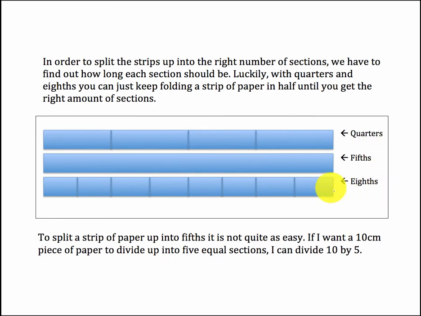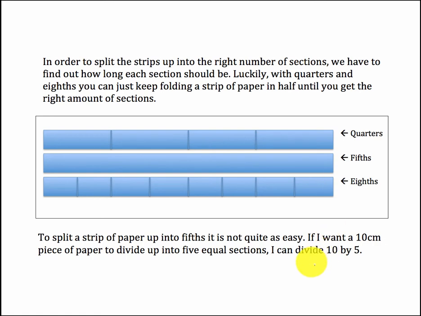And then if you just wanted eighths, well, that's twice as many sections as quarters. So you do the same thing. You'd fold the piece of paper in half once, twice. That gives you quarters. Fold it in half a third time. Then when you open it up, you'll have 8 equal sections. So for these two, you can simply just fold the piece of paper in half over and over again.